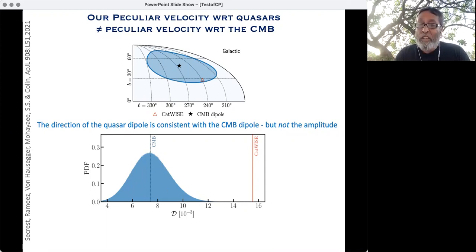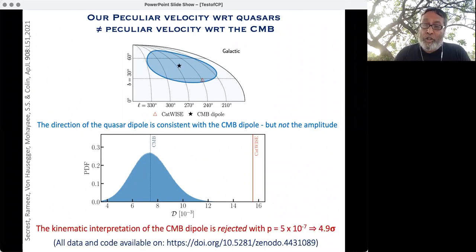We generate 10 million skies, and this is the distribution. But the actual observation is out here. And only 5 of those 10 million simulations can get up this high. So our p-value literally is 5×10⁻⁷, which corresponds for a one-sided distribution to 4.9 sigma. And all our data and code is public, and we would like it very much if others would use this catalog and do their own tests, either confirm or contradict what we have said, because this is of fundamental importance, as I've indicated.